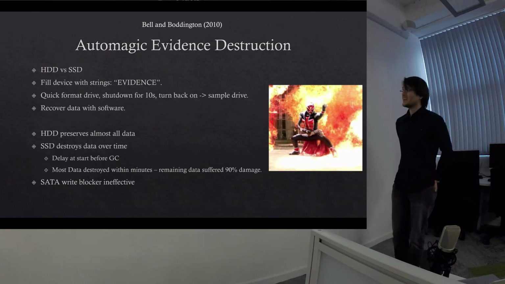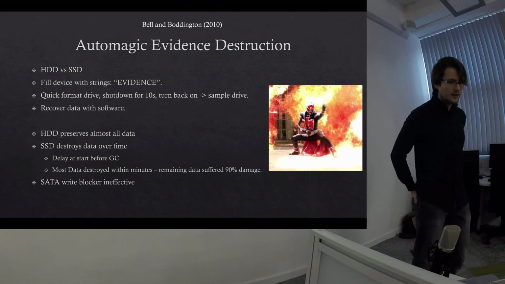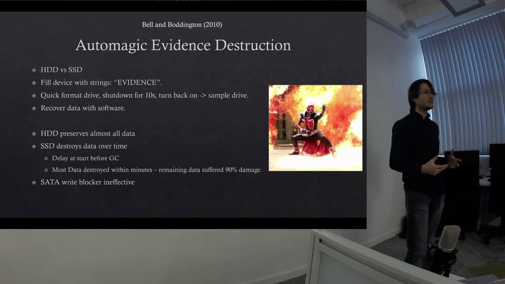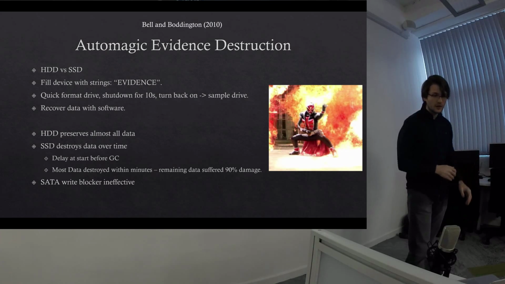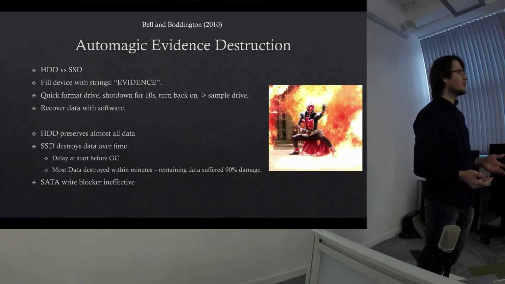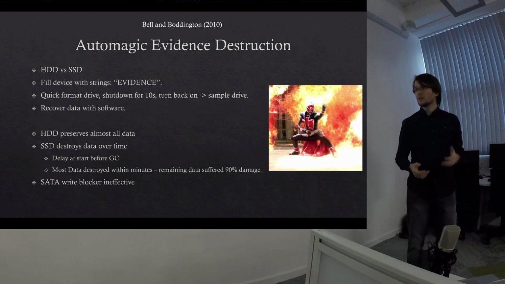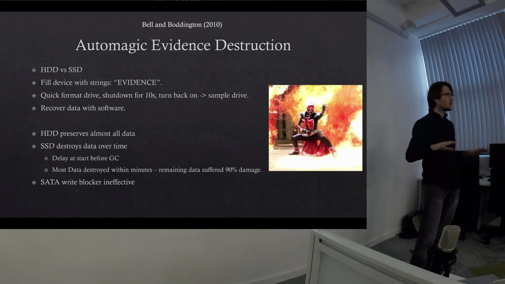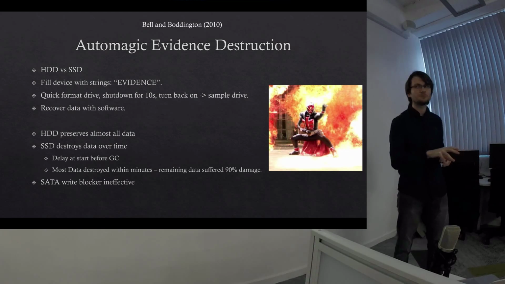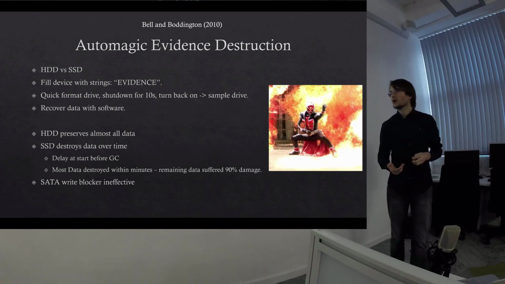So, automagic evidence destruction, with some fire and brimstone and all sorts of magic happening. The basic idea of this was to test the difference between hard disk and SSD data corrosion if you don't do anything really. They filled the device with strings of uppercase "evidence", so you can imagine how many of them were kicking about on a several gigabyte disk. Then you quick format the disk, shut it down, boot it up, and start sampling the disk to see what happens. They were recovering it again via software means.